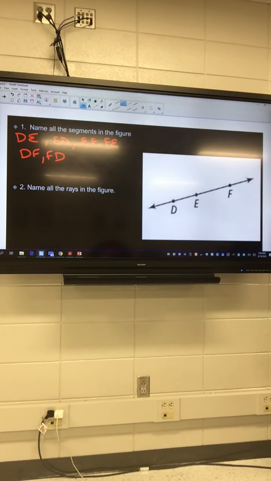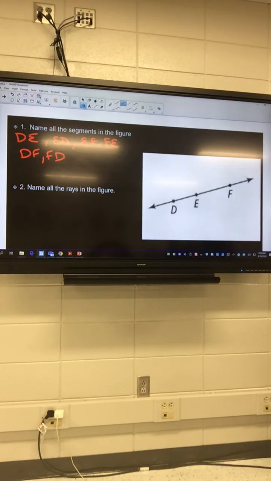Here's what I will tell you. For every point that is on there, how many points are on this one? It's not a trick question. There are 3. How many total segments did we end up having? 6. For every point, you're going to have twice as many segments. If you have 3 points, times 2 would be 6 segments. So if you're not sure if you have them all, that's just a general rule of thumb: you should have twice as many segments as you have points.